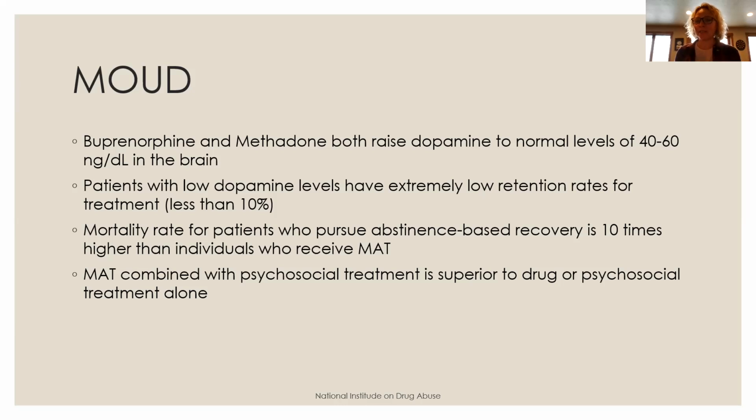The mortality rate for patients who pursue abstinence-based recovery is 10 times higher than for people who get MAT. So again, we're talking about a life-saving treatment, right? When we look at that trajectory of what's happening with our opioid overdose rates, we have to do something different. And of course, we know that MAT combined with psychosocial treatment is superior to either the drug or psychosocial treatment alone, right? It's the same thing with medicine. If you get insulin, but nobody tells you how to take it or why it's important or how to maintain your diet, you don't do well. Yeah, I got my insulin, but I don't know what I'm doing with it, right? But if someone tells you how to manage your sugars, but they don't give you the insulin, that doesn't work either. So you have to have both.